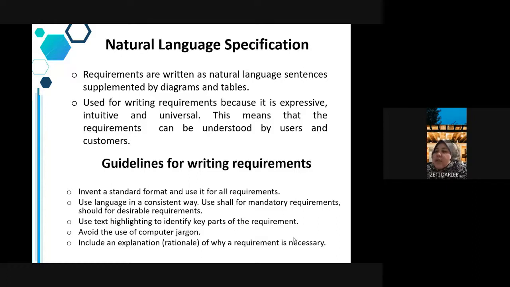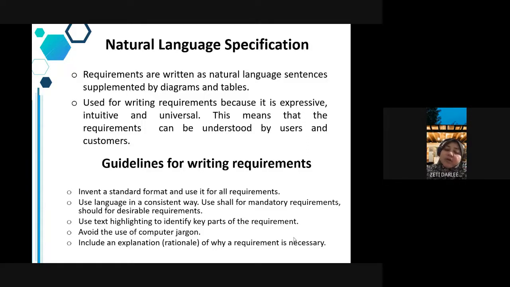Use language in a consistent way. Use shall for mandatory requirements. Should for desirable requirements. Apa yang perlu kita nak capai. Requirements apa dia, kita akan state in the specification. Use tag highlighting to identify key parts of the requirement.